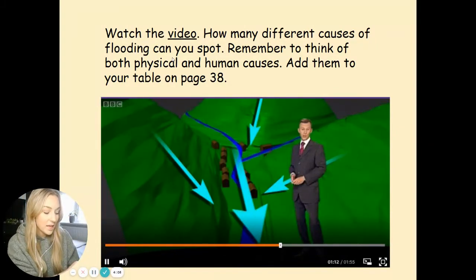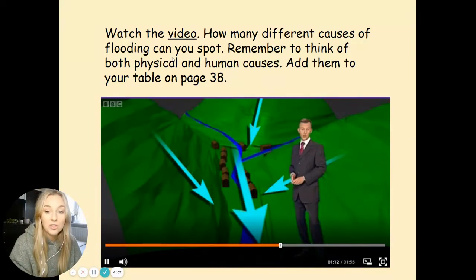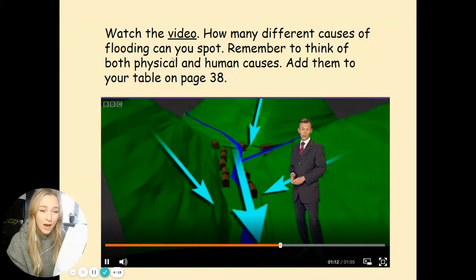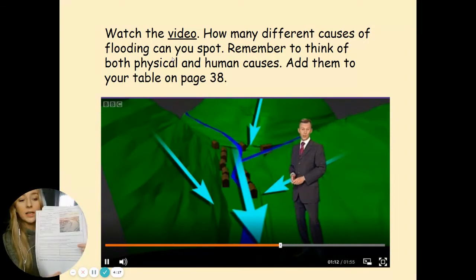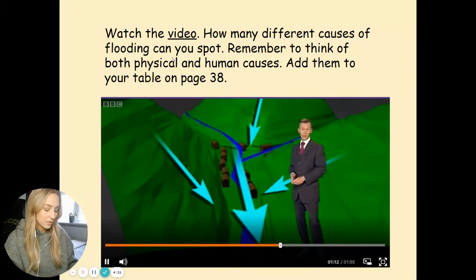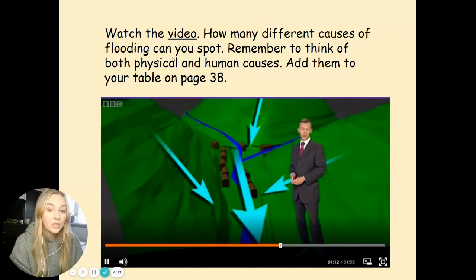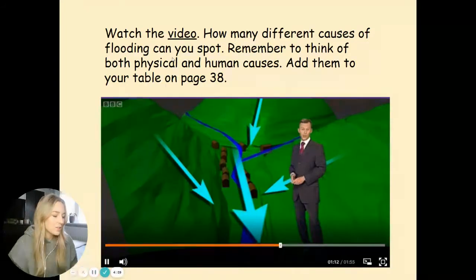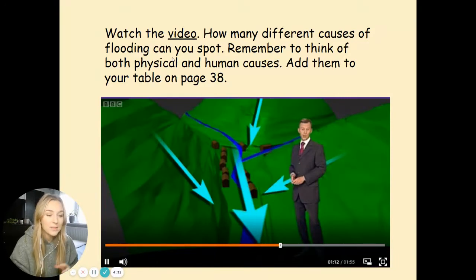And then the key there is to remind you that human is to do with people and physical is to do with the physical landscape, so climate and nature. So have a go at that, pause me and see what you can come up with, and see if you can categorise them into those two different categories. Once you've done that, there is a challenge question at the bottom to get you to think about this from a different angle and to perhaps link into some of the stuff that we've looked at in the previous lessons.